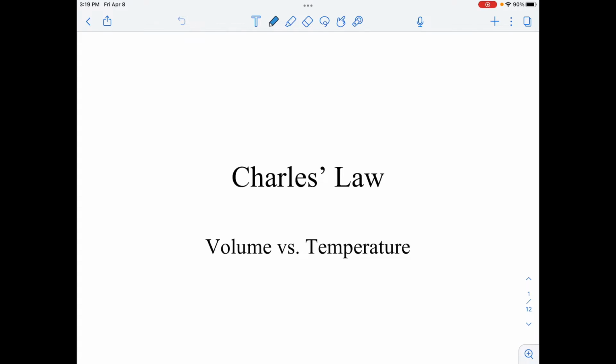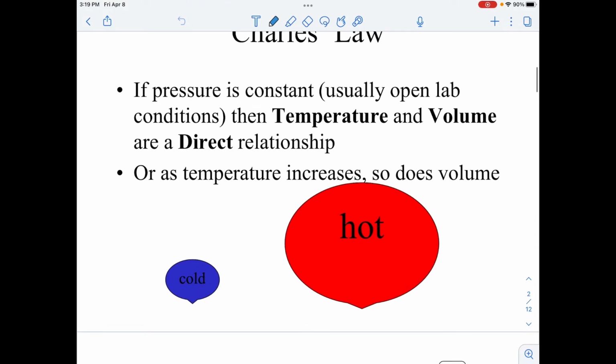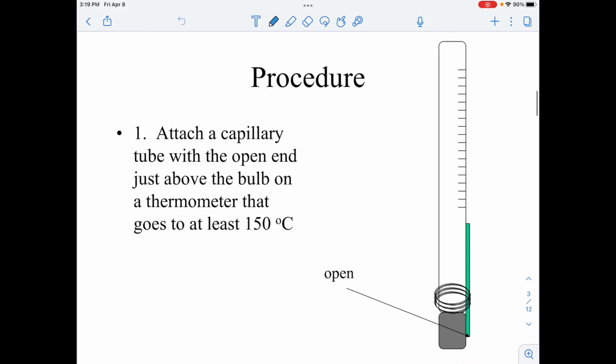So Charles Law, volume versus temperature. We'll get into the relationship, what's going to happen with it. But first, we just have to see what's going to happen. So a couple things. We're going to be dealing with a thermometer, a capillary tube. We're actually going to have dental rubber bands, like you'd put around your braces. We have hot oil. We got a whole bunch of stuff.